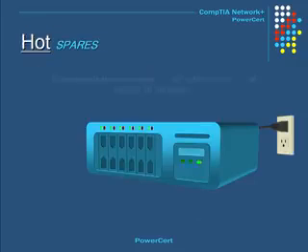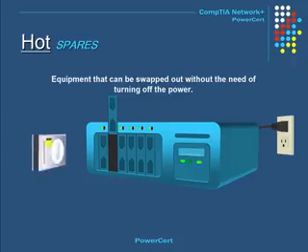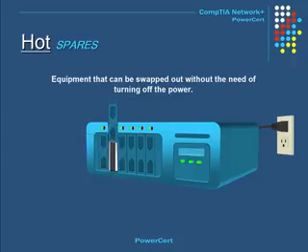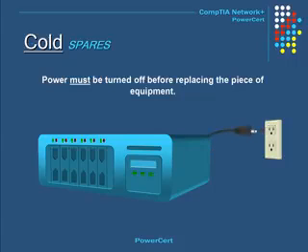Now a hot spare is defined as equipment that can be swapped out without the need of turning off the power. So for example, if you had a server with multiple hot swappable hard drives, and if a hard drive were to fail, you wouldn't need to shut down the server. You would just simply remove the hard drive and replace it with a new one while the power is still on. Now a cold spare is similar to a hot spare, but with a cold spare you must turn off the power first in order to replace the piece of equipment.